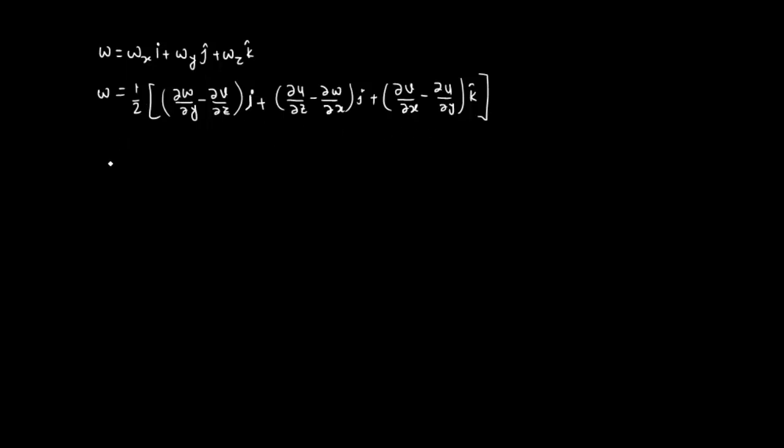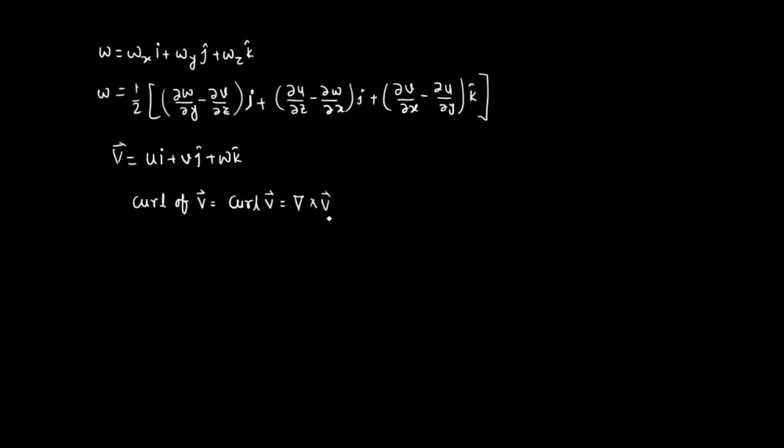Now as we know, the velocity vector v we can write in three dimensions as ui plus vj plus wk. So this quantity we can define like that. We can define this as the curl of v, or simply curl v, or del cross v.